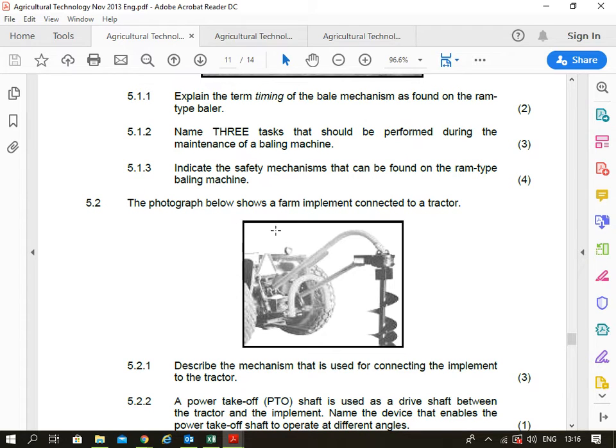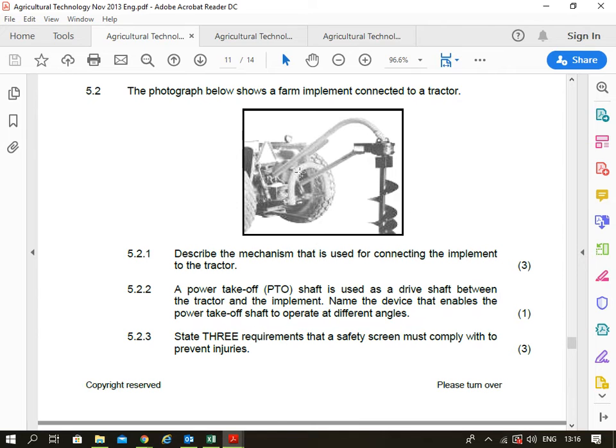The photograph below shows a farm implement connected to a tractor.